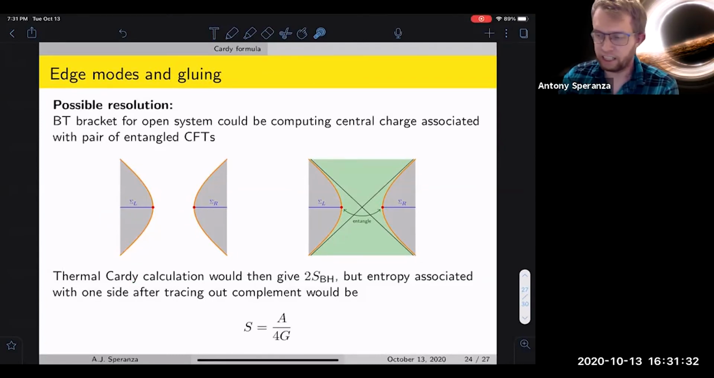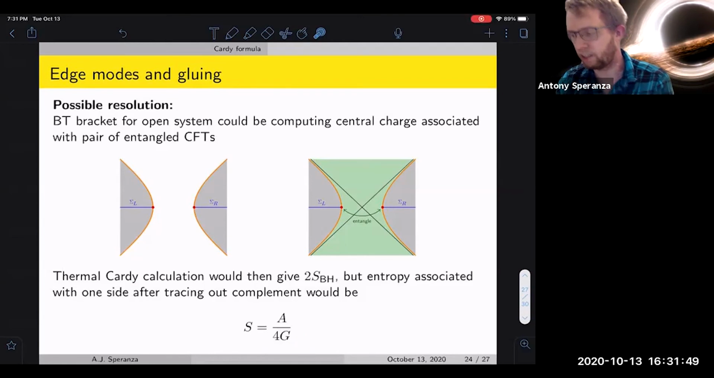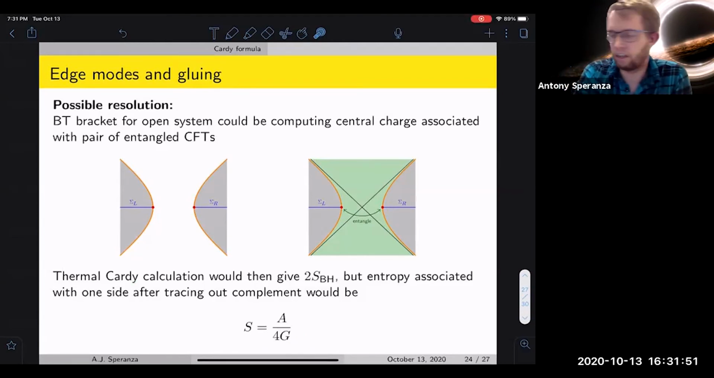And the idea is then if you traced out the left-hand side, the entropy associated with the right would be down by a factor of 2. Similarly, if you thought this was in a thermofield double, this tracing procedure would again give the right side in a thermal state, and again you would get the factor of 2 gone. Okay, so this was a proposed resolution.